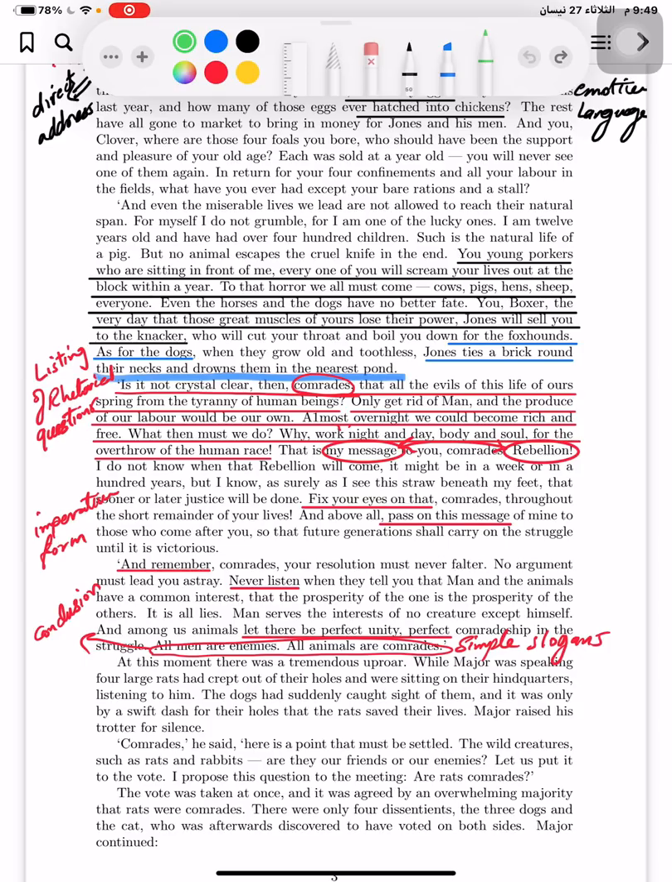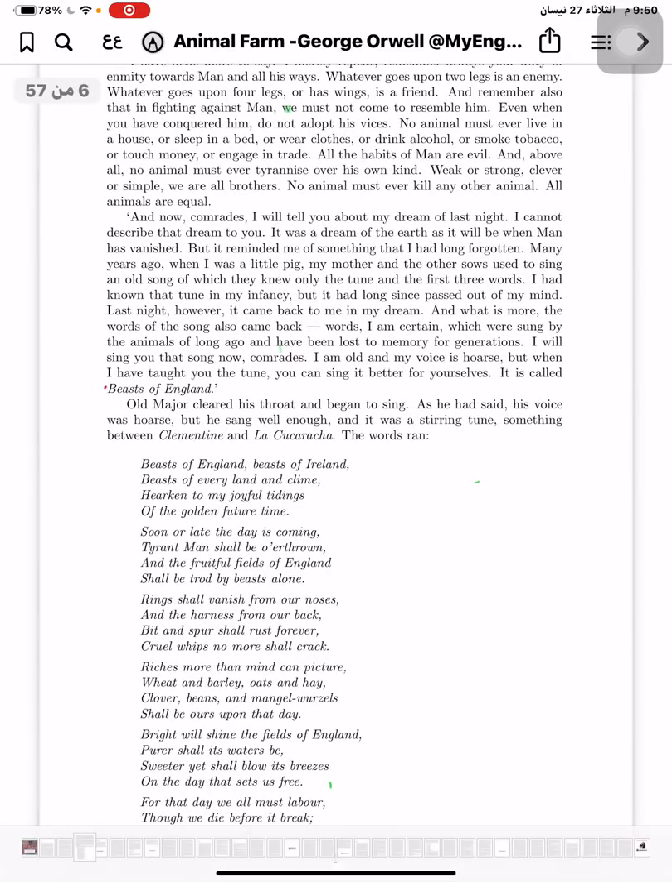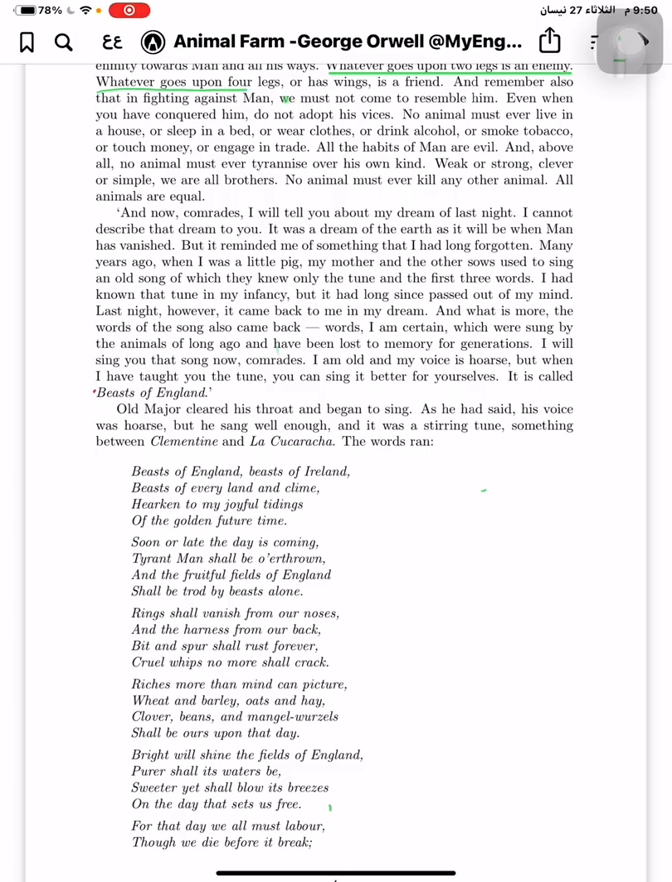Then the rest of the paragraph is devoted to reminding the animals about certain things not to do, just like the idea of the assertion through the use of no. "No animal must ever live in a house or sleep in a bed or wear clothes or drink alcohol or smoke tobacco or touch money or engage in trade." Then the last sentence also introduces another prevention, also introduced by the word no. "No animal must ever kill any other animal."